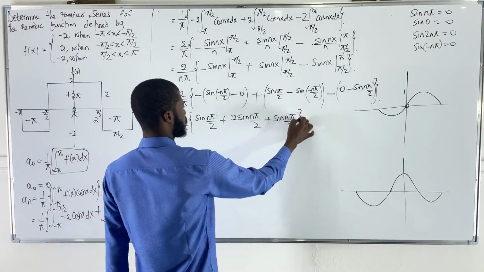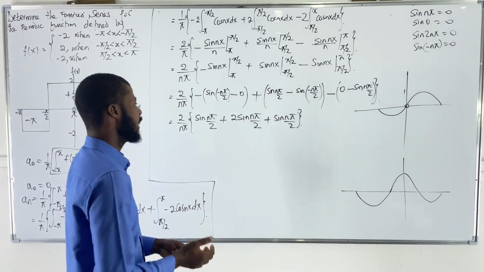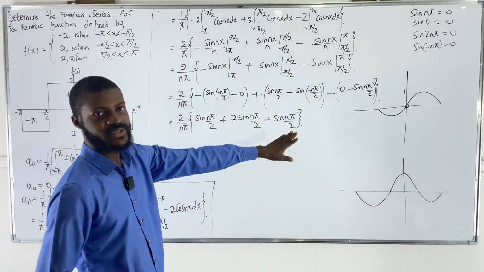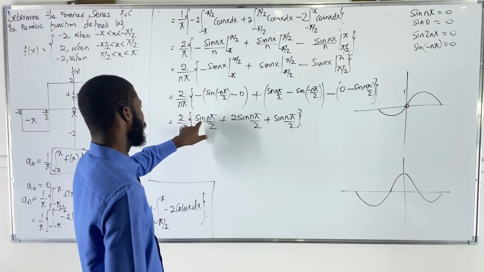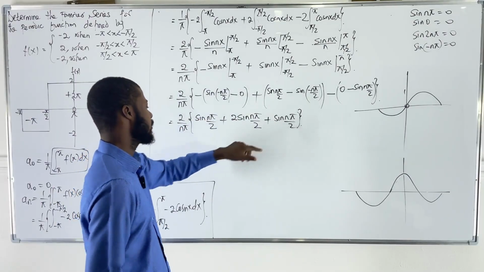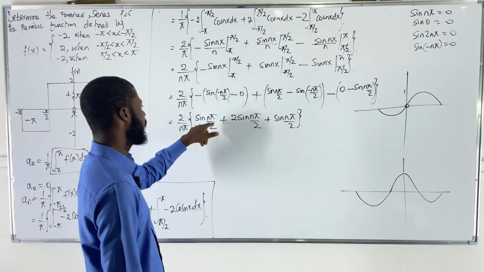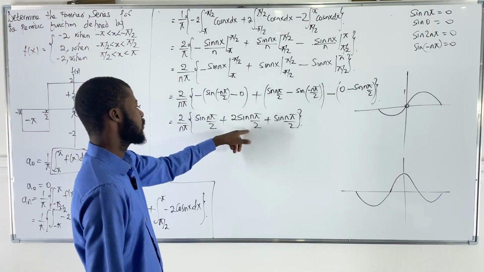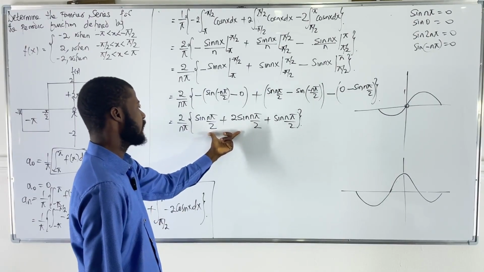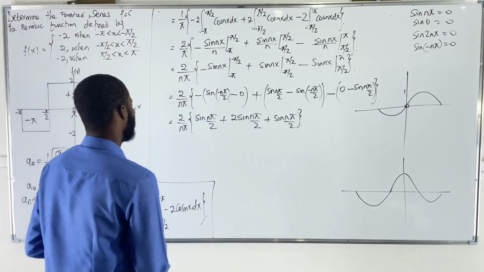Okay. Now if you look at this, how many sine n pi over 2 would we then get? This will then become 4 sine n pi over 2. Sine n pi over 2 plus 2 sine n pi over 2 will give us 3 sine n pi over 2. And then plus another sine n pi over 2, that will give us 4 sine n pi over 2.